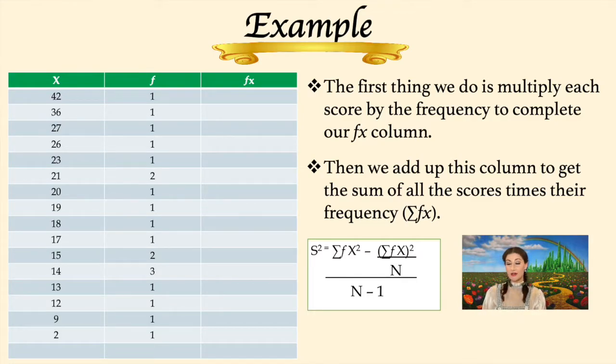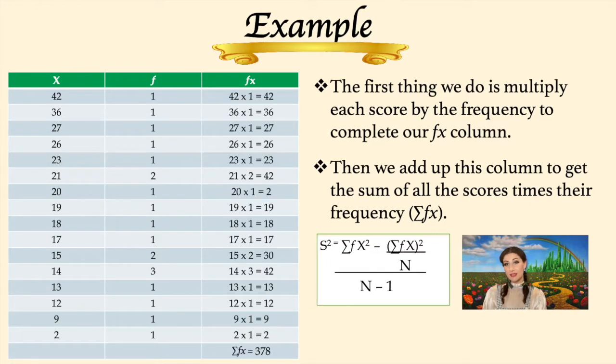Once you calculate your f of x column, you should get something that looks like this. If my score is 42 and my frequency is 1, 42 times 1 will give me 42. 36 occurred with a frequency of 1 time. 36 times 1 gives me 36. So if we go down to a score of 21, we can see that 21 occurred twice. Therefore, I have to multiply 21 times 2, and I'm left with 42.